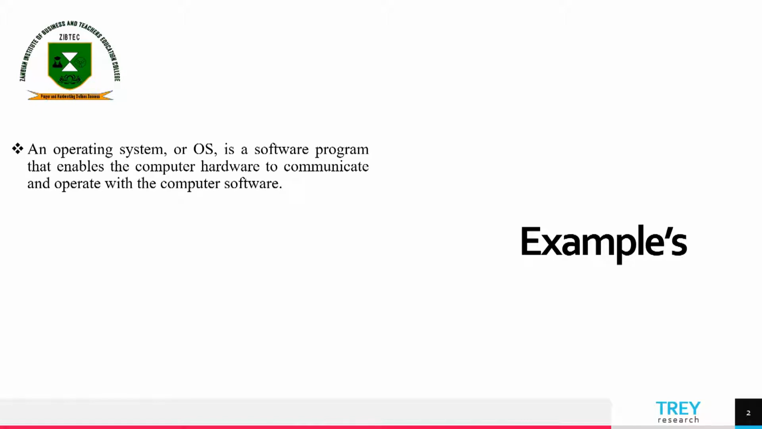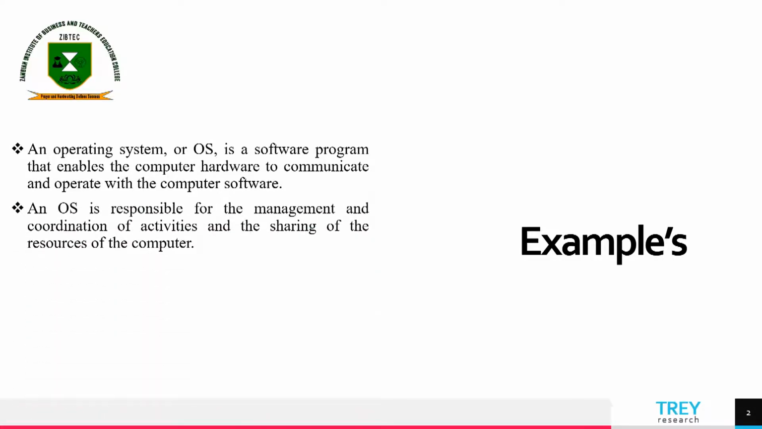So now the first definition here is saying an operating system, which is usually abbreviated as OS, is a software program that enables the computer hardware to communicate and operate with the computer software. So here the computer hardware, meaning we are referring to the keyboard, the speakers, both internal and external hardware devices. Another definition can be an OS is responsible for the management and coordination of activities and the sharing of the resources of the computer.